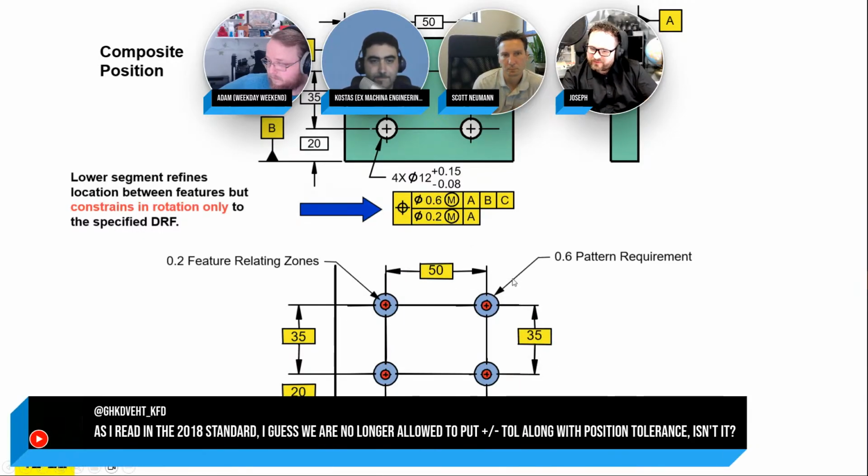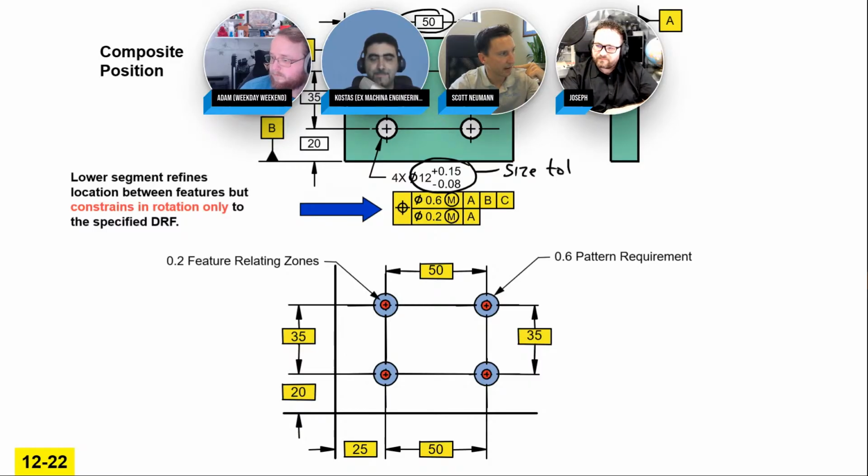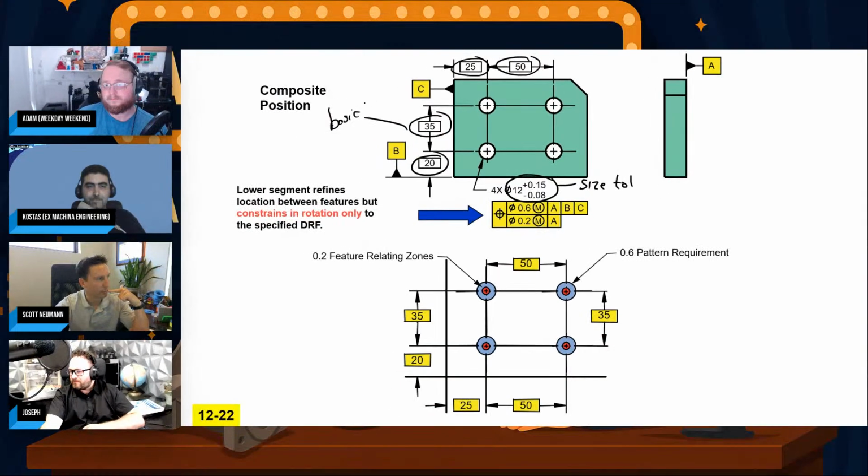One question that I think I missed: I read in the 2018 standard that we're no longer allowed to put plus-minus tolerance along with position tolerance. I believe that's correct. And size tolerance, of course, is still good to go. Of course, we'd always use a plus or minus on the size, but you're right on the dimensions here. These have to be basic, and that is a requirement with position tolerances. You must define the true position with basic dimensions. Size tolerance of course has a plus minus, but all the dimensions locating the holes would have to be basic.